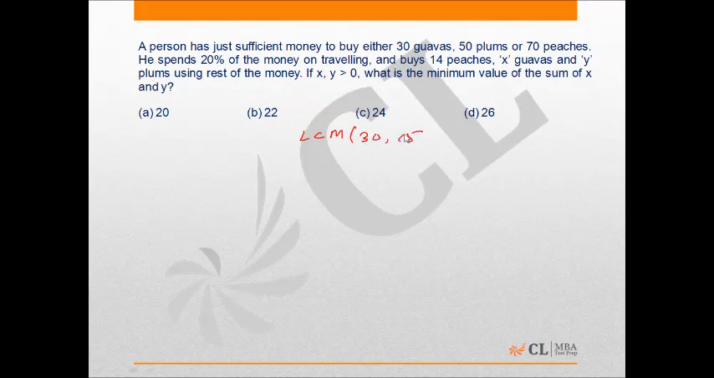50, and 70 is 1050. So suppose the amount with the person is 1050.